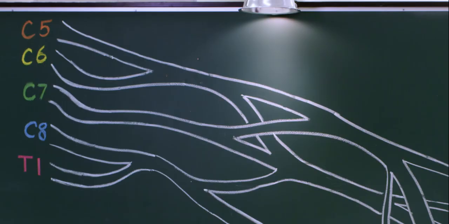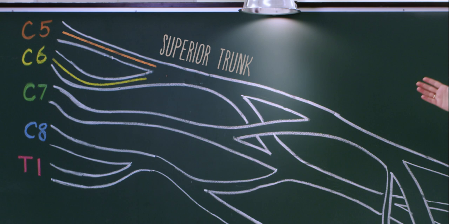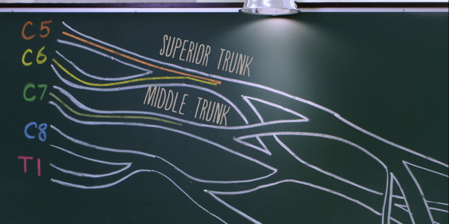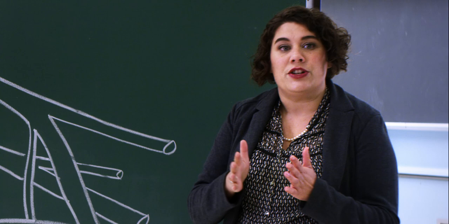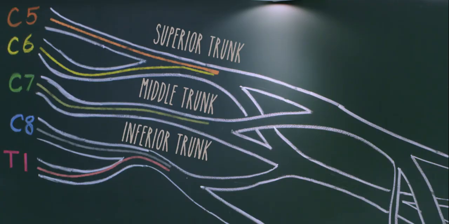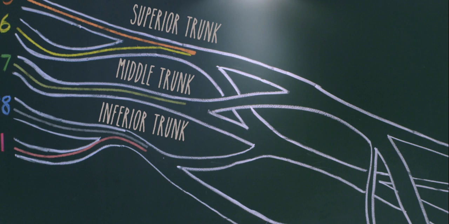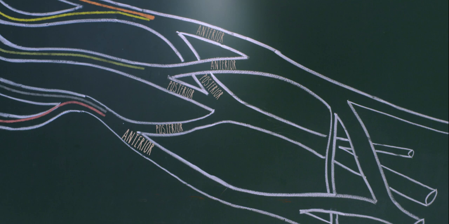First, let's take the upper two rami from C5 and C6 and combine them into a superior trunk. C7 forms its own middle trunk. C8 and T1 combine to form the inferior trunk. Each of these trunks then divides to give rise to an anterior and posterior division. These divisions recombine to form the three cords.